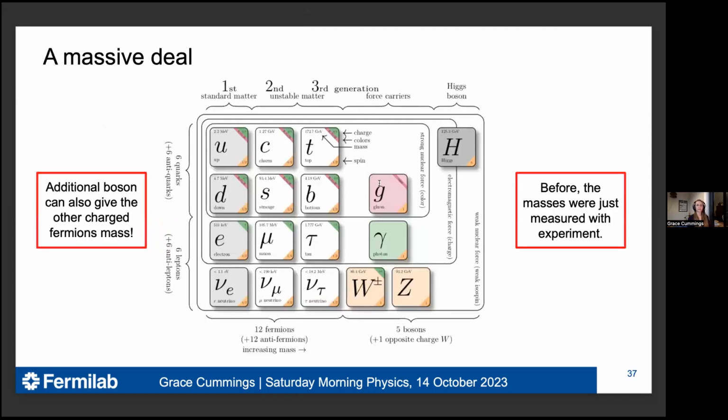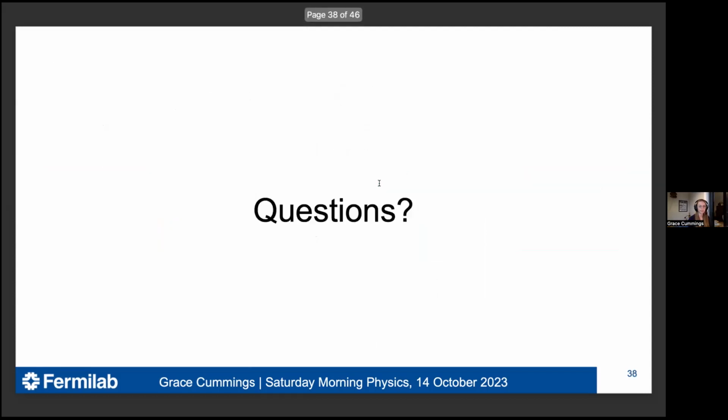And of course, this also allowed us to have interactions that give masses to all of the other charged fermions. Before that, we just had to put the masses in directly. We knew that they all had mass from experiment, but we didn't have a theoretical underpinning of that. Once the Higgs boson was postulated and discovered, that gave us a mechanism that related all the particles together and allowed us to have mass in the standard model in a way that wasn't just ad hoc and added in. All right, so let's stop for questions again here.